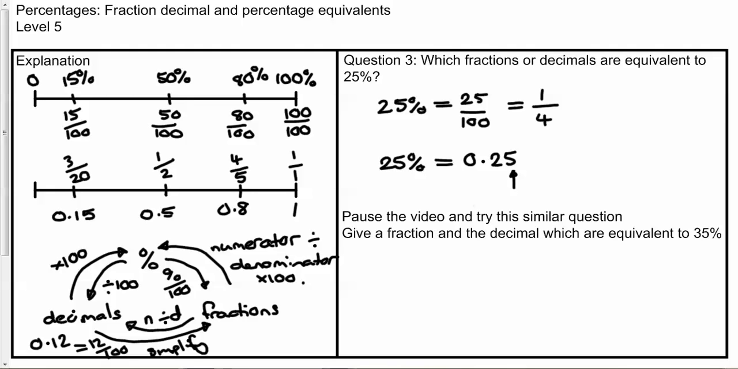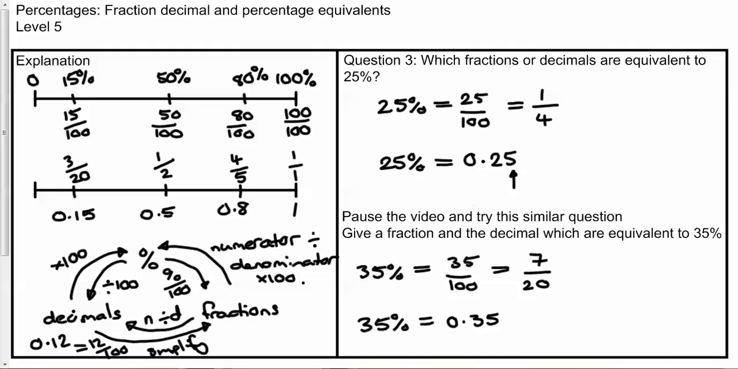So we're looking at give a fraction and the decimal which are equivalent to 35%. I hope that you started by turning 35% into a fraction over 100. And then identifying that 5 goes into 35 7 times and 100 20 times, meaning that 35% is the same as 7/20. And as a decimal, just taking 35, dividing it by 100 and getting 0.35. I hope that worked for you and that helped.